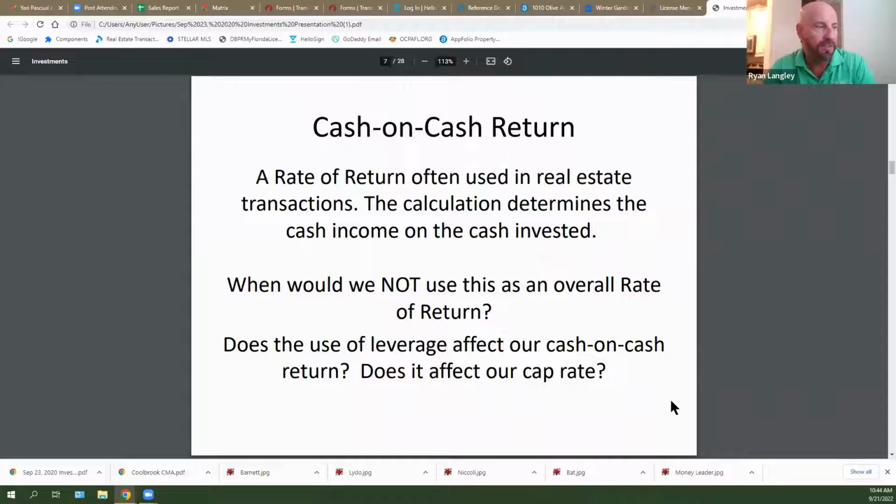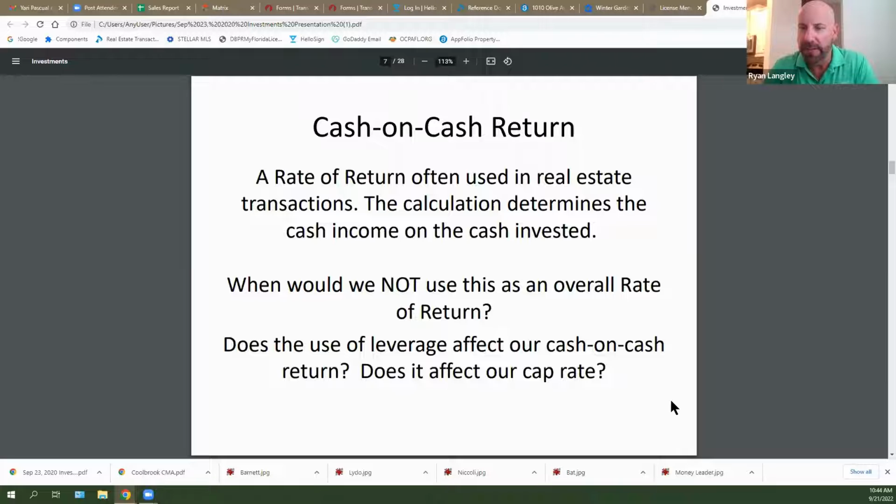When would we not use this as an overall rate of return? All right, we're going to talk a little bit about ROI, which is return on investment versus rate of return. Obviously, it's not the same when you leverage, right? It's going to affect it greatly. Does use of leverage affect our cash on cash return? Of course it does. Does use of leverage affect a cap rate?